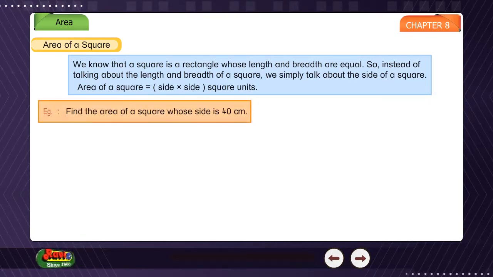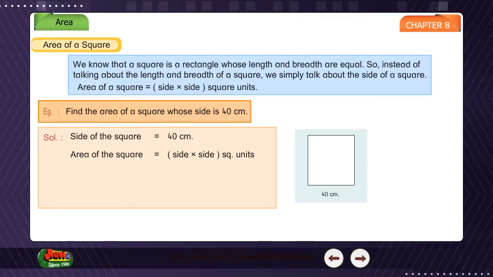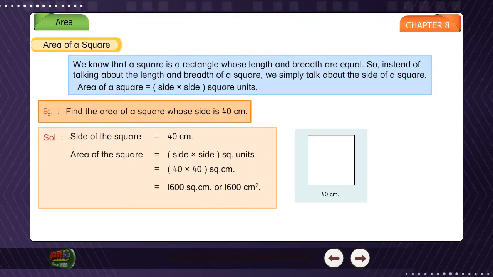Example, find the area of a square whose side is 40 centimeters. Solution, side of the square is equal to 40 centimeters. Area of the square is equal to side into side square units, which is equal to 40 into 40 square centimeters, which is equal to 1600 square centimeters.